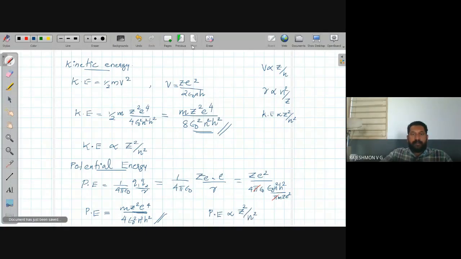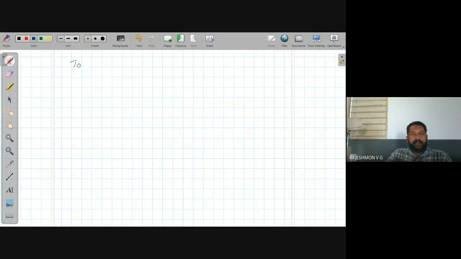Now you can calculate the total energy of electron in Bohr orbit. Bohr orbit means there are certain specified orbits in which angular momentum is an integral multiple of h by 2 pi. That is called Bohr orbit. They are called stationary orbits. So total energy is kinetic energy plus potential energy.